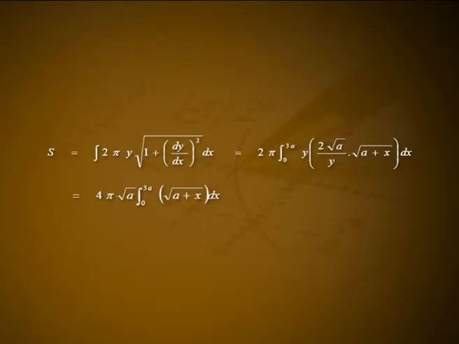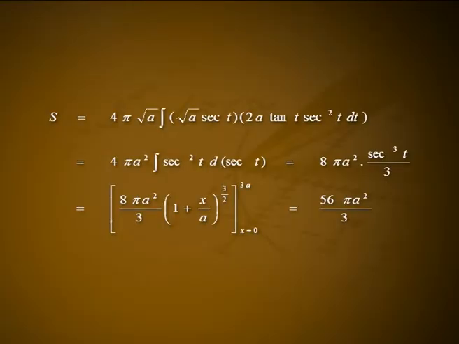The area S of the curved surface generated by revolving the arc of the parabola y square is equal to 4ax, included between the ordinates x is equal to 0 and x is equal to 3a, about the x-axis is given by S is equal to integral 2 pi y into square root of 1 plus dy by dx whole square dx, which is equal to 2 pi into integral from 0 to 3a y into 2 root a by y into root of a plus x dx, which is equal to 4 pi into root of a integral from 0 to 3a root of a plus x dx.